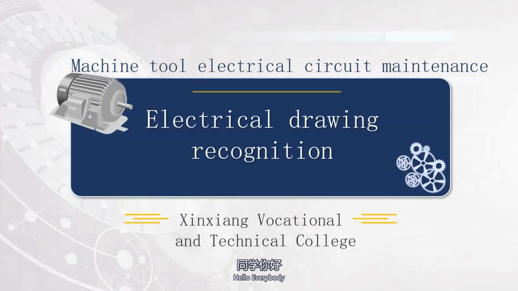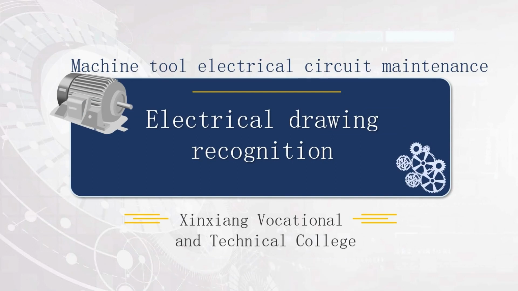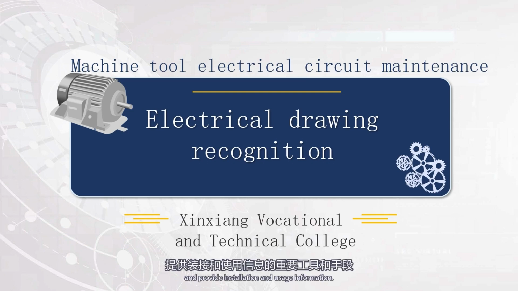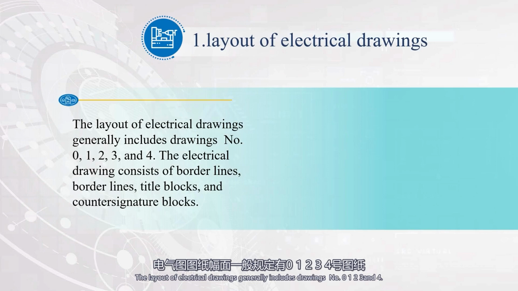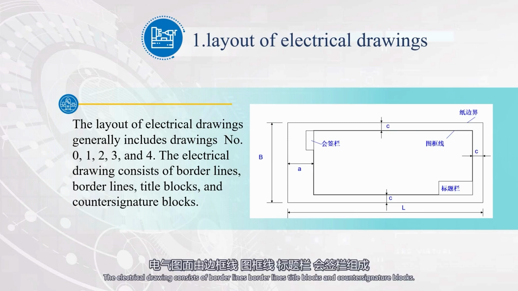Hello, everybody. Today we are going to learn about the basic knowledge of electrical drawing recognition. Electrical diagrams are important tools and means used to illustrate the working principle of a circuit, describe the composition and function of a product, and provide installation and usage information. The layout of electrical drawings generally includes drawing numbers 0, 1, 2, 3, and 4. The electrical drawing consists of border lines, title blocks, and countersignature blocks.